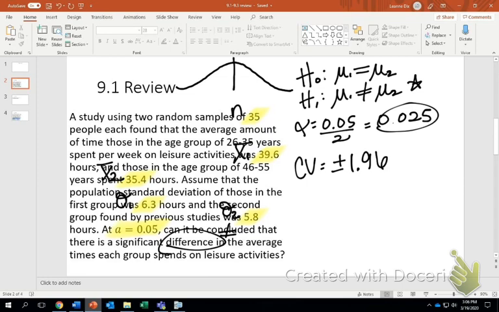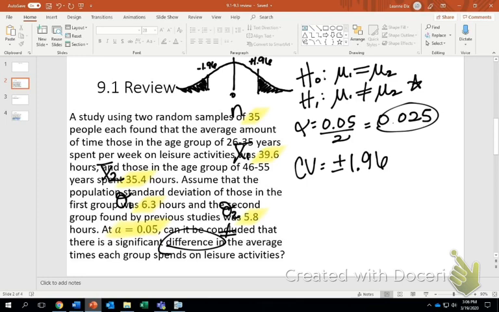So remember, 0 is always in the middle, and so we can have positive 1.96 off to the right, and that means anything beyond that is going to be shaded in. Okay, and then we also have negative 1.96, and again, anything beyond that we need to shade in. So now we have separated our critical region. Then we go and plug it into our formula.